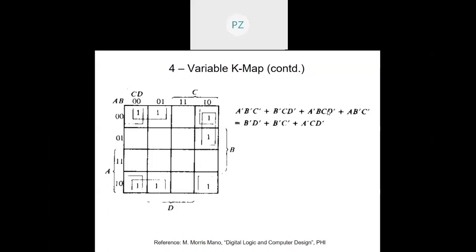For the intermediate form, I need to first convert it into the canonical sum of product form. That I can do using the distributive property, or if I have enough practice with K-maps, I can do it directly also. So we'll stop here, and we'll continue in the next lecture from here on.